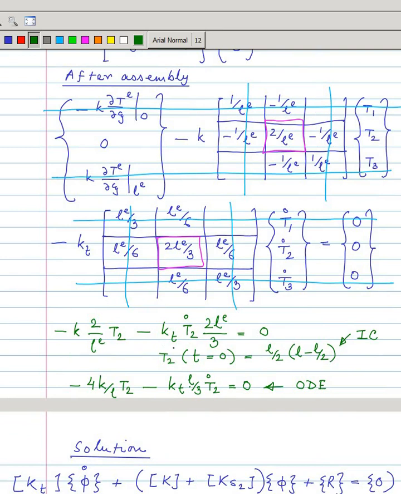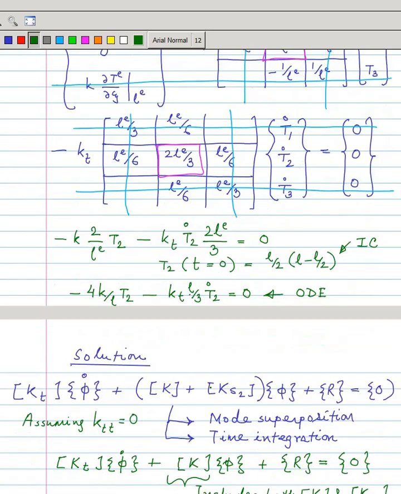So this is the equation which you get, where T2 at t equal to 0 from the initial condition is x into L minus x. So put x equal to L by 2. So this is the initial condition. So this is actually the ODE.